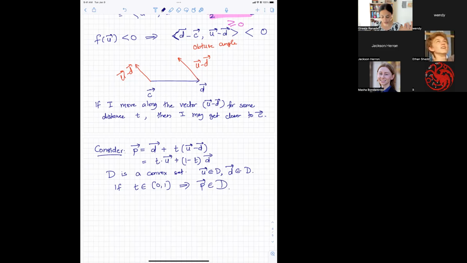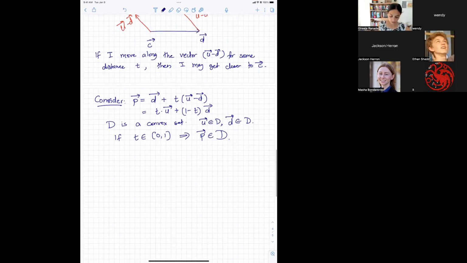But this is not true for all T. This is only true for these T's that are between 0 and 1. Okay? So we have some restrictions on T, but let's keep them.